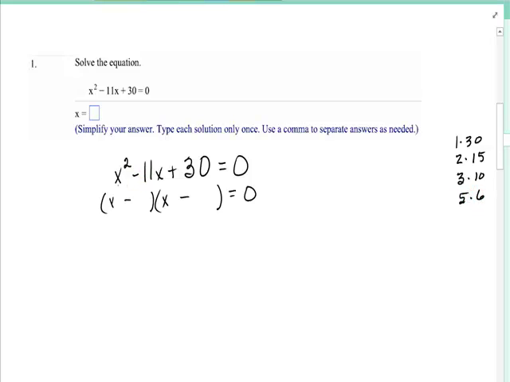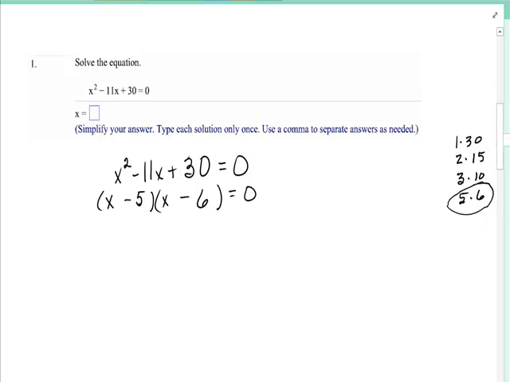They need to have a sum of 11. So it will be 5 and 6. Now, if all we had was a polynomial, if the equal 0 was missing, then I would be done. I would have it factored. But I have an equation and I'm trying to solve it for x.